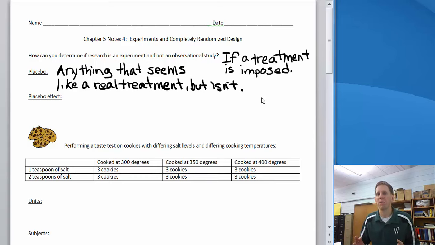So placebos are not something that people voluntarily take. A placebo is something that you're not aware is actually not medicine. So anything that seems like a real treatment but isn't, that qualifies as a placebo. The placebo effect occurs when a person has a positive or a negative response to a placebo.